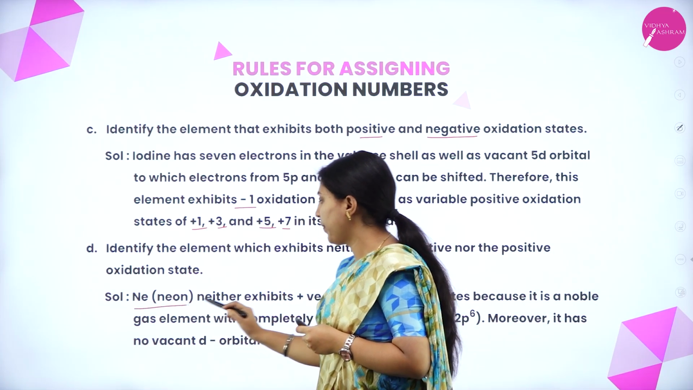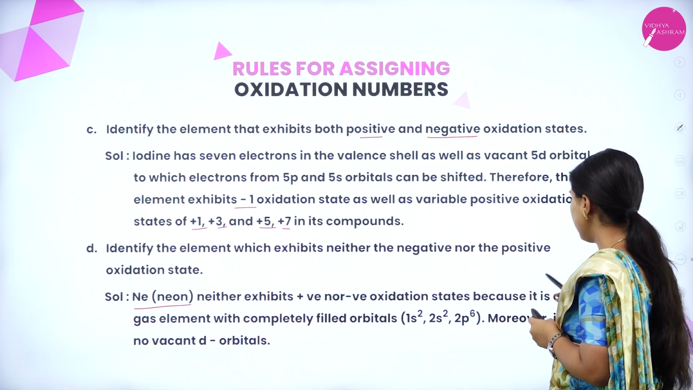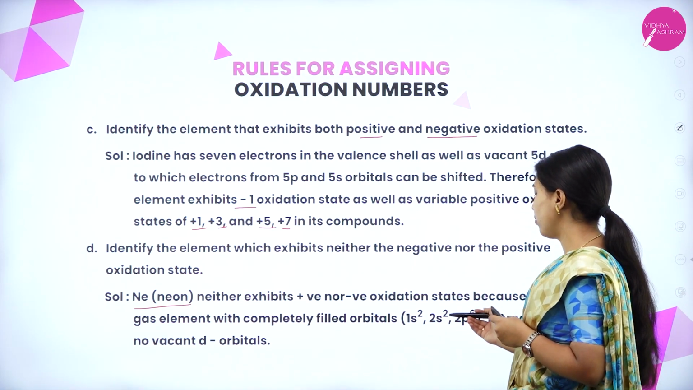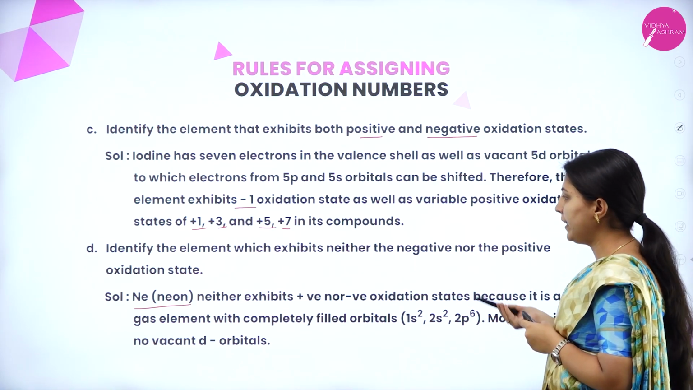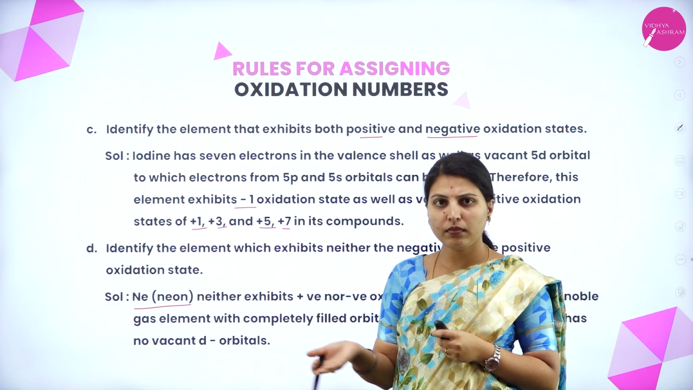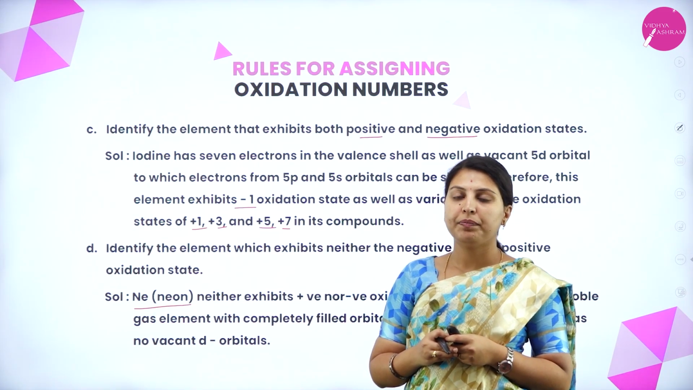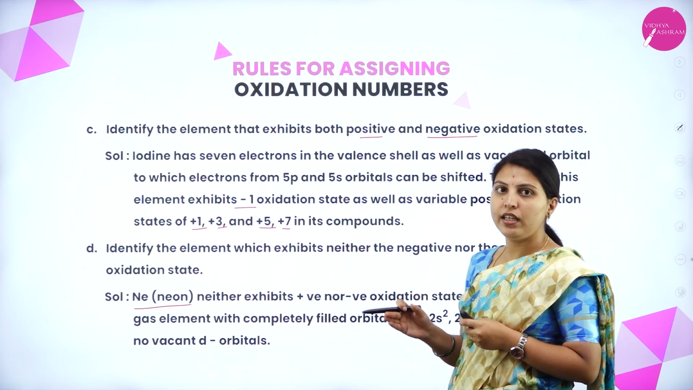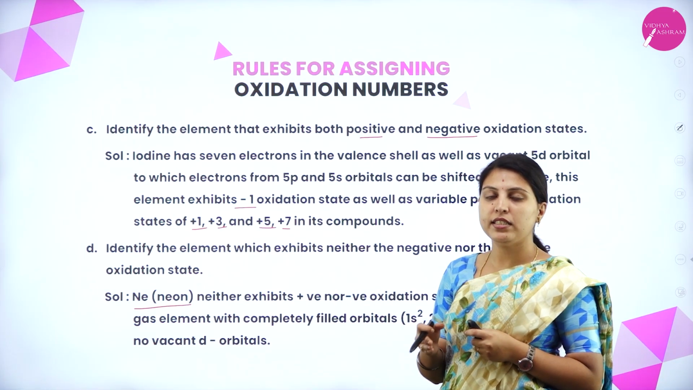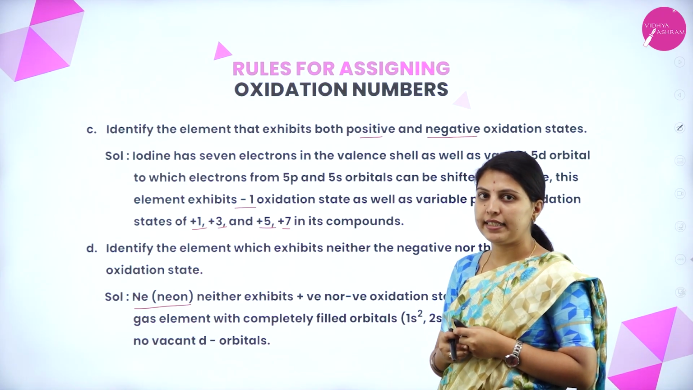that neon. Neon exhibits neither positive nor negative oxidation state because it is a noble gas element with completely filled orbitals, that is 1s2, 2s2, 2p6. Moreover, it has no vacant d orbitals. We know that neon or noble gases have a completely stable configuration. So, it does not have any vacant d orbitals. That is why it will not have a negative or positive oxidation state.